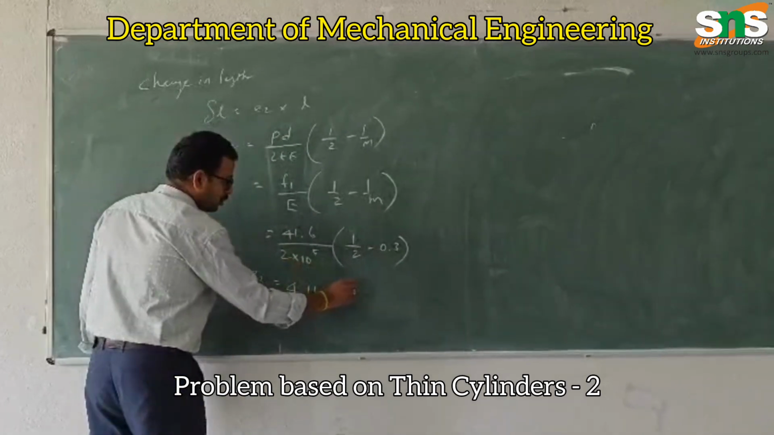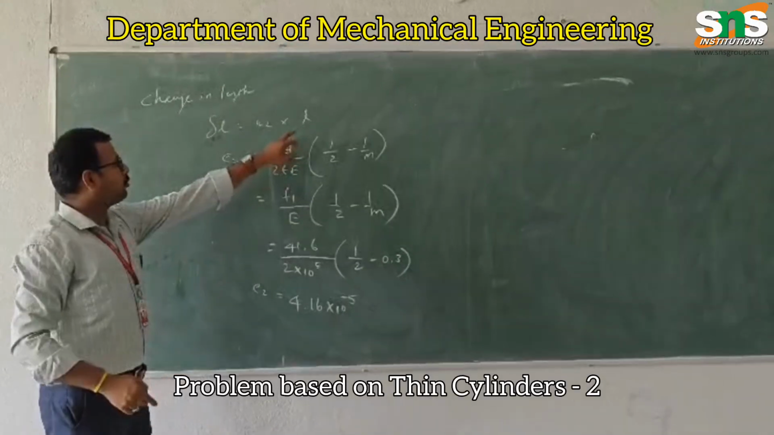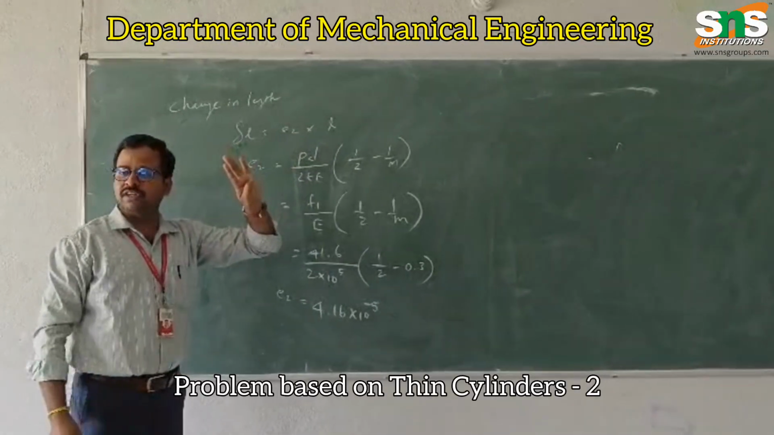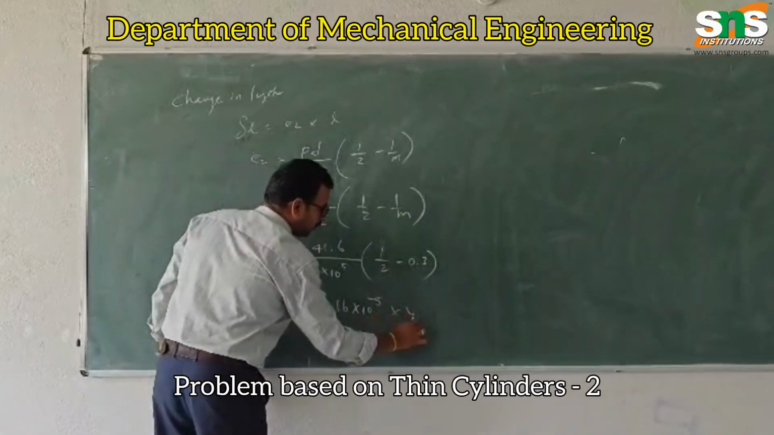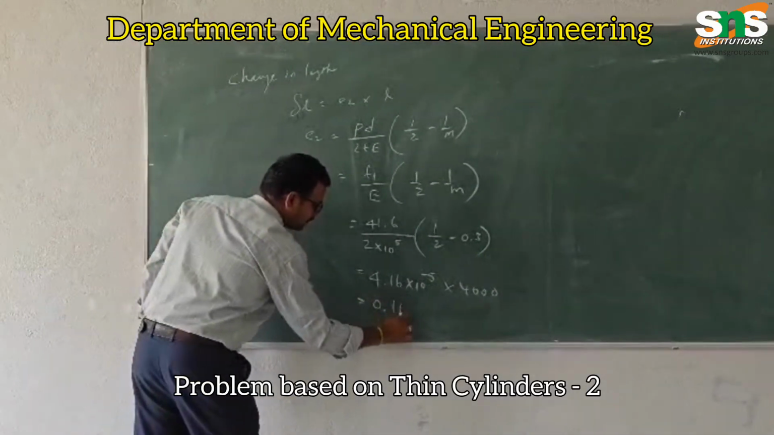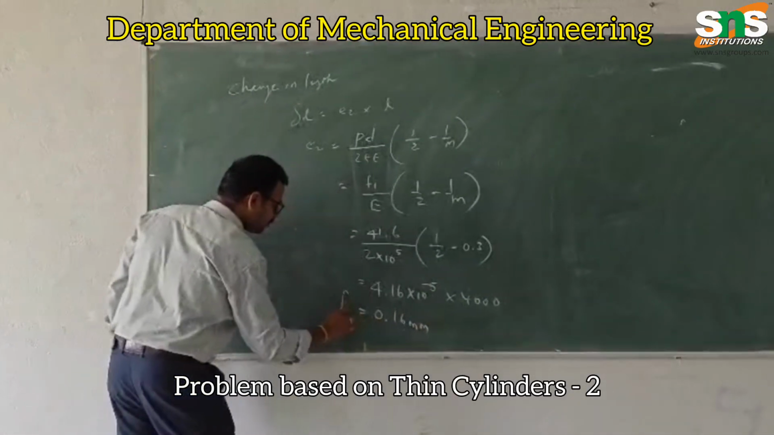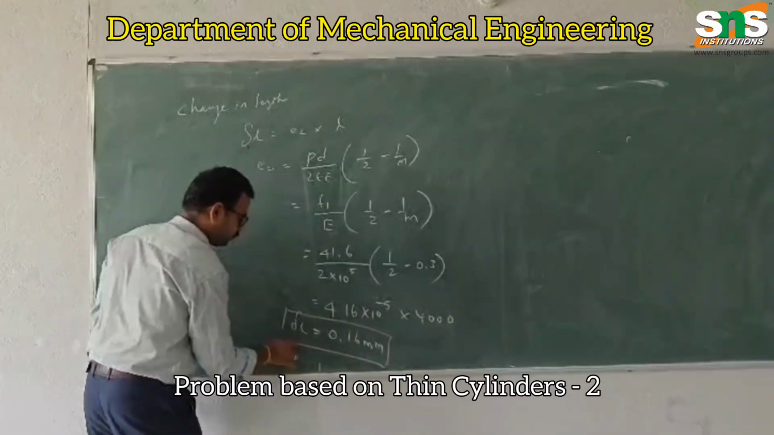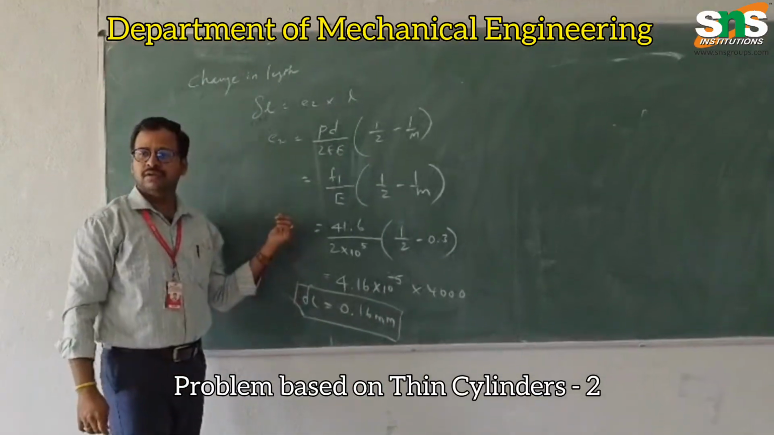Then you just multiply with the 4000, so you multiply it by the 4000. 0.16, so 0.16 mm. So this is called as the change in length. Do you have any doubts? Right.